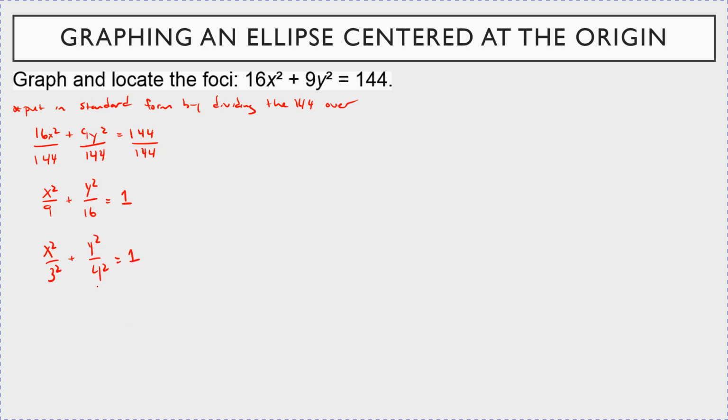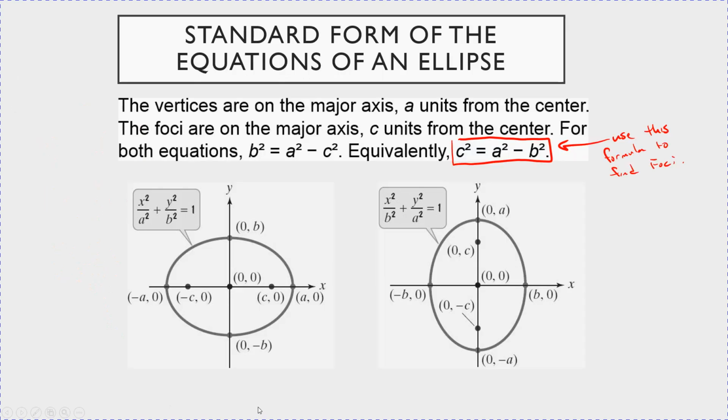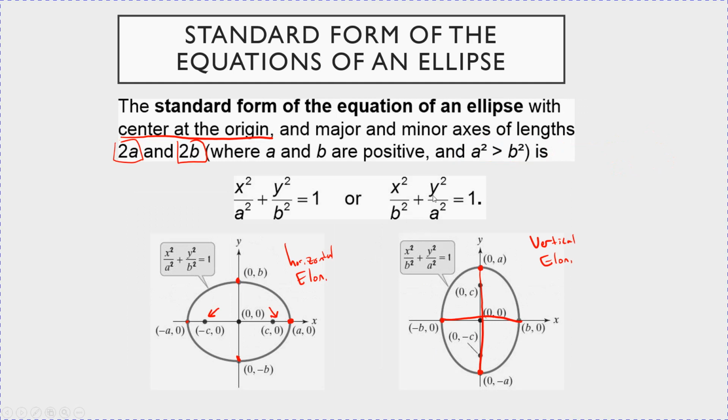So look here, which one has the larger denominator? It's the 4 squared. So that is this case here. Notice how the larger value is under the y squared, because a squared is always greater than b squared. So what that means is we have vertical elongation here. That means the major axis is on the vertical part of the ellipse.